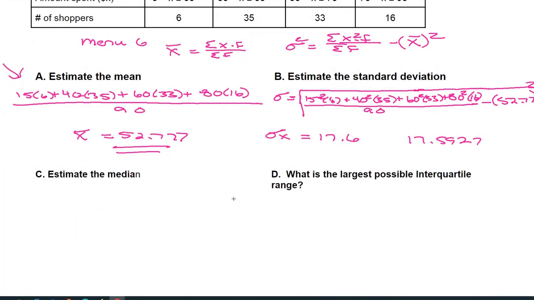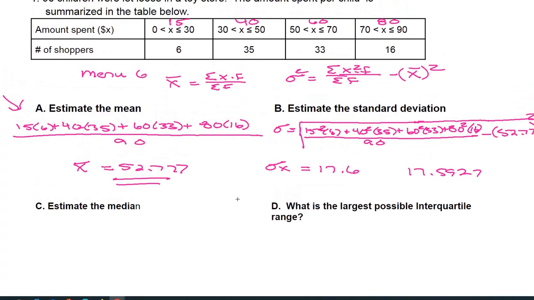And then we're going to estimate the median. So keep in mind, when you're doing this, we're thinking about a proportion. We need to figure out roughly where our median is. And since we're estimating, we know we've got 90 pieces of data, and we're going to multiply it by 0.5. And we know that it's going to be the 45th piece of data.